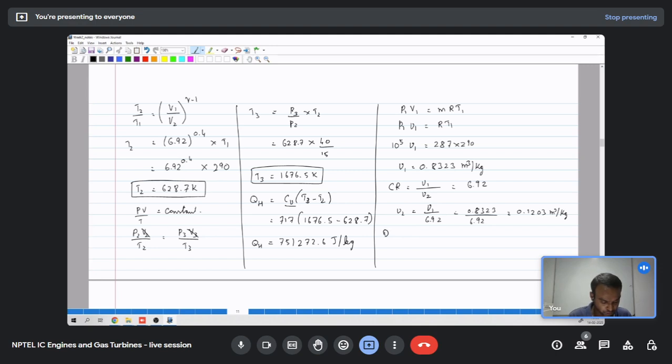So displacement volume, or I write it as V displacement, equal to V1 minus V2, that is 0.8323 minus 0.1203. This is 0.712 meter cube per kg.